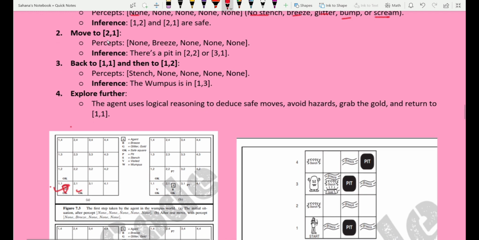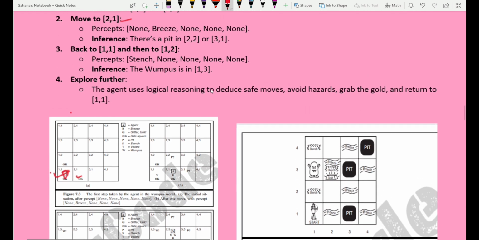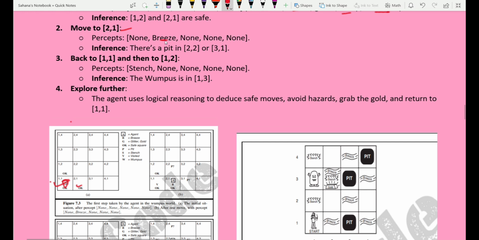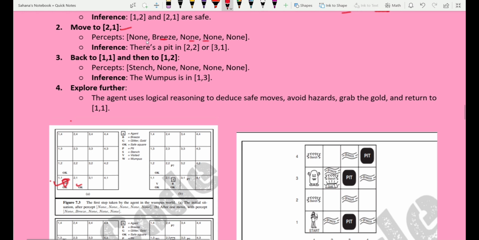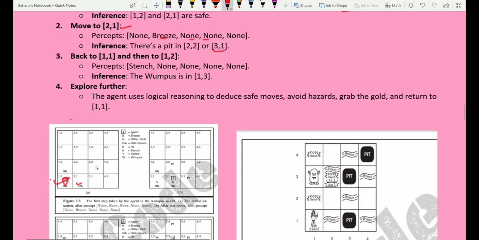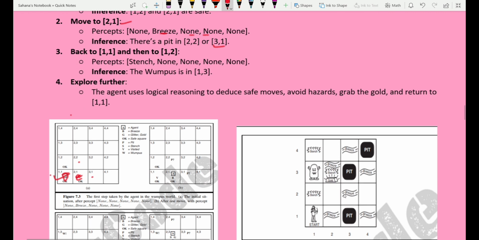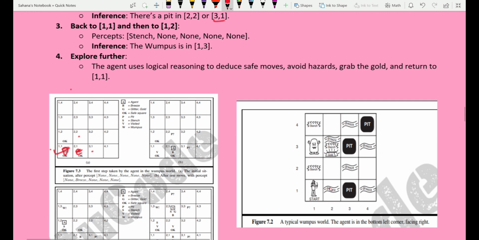Moving to 2, 1, the percept will be breeze, only breeze. It means there is a pit in 2, 2 or 3, 1. If a breeze comes in 2, 1, there will be a pit in 3, 1 or 2, 2.